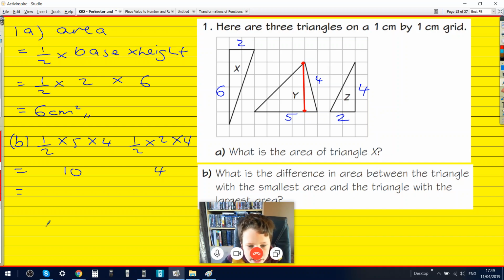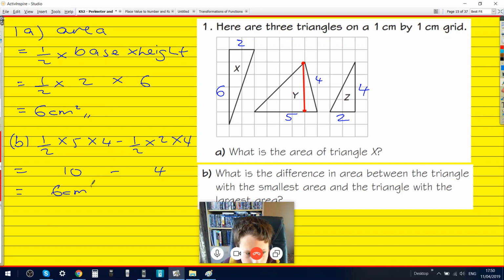So for triangle Y, the area is 10 centimeters squared, and for Z it's 4. So the difference between 10 and 4 is 6. And so, what's the final answer? It's 6 centimeters squared. Well done.